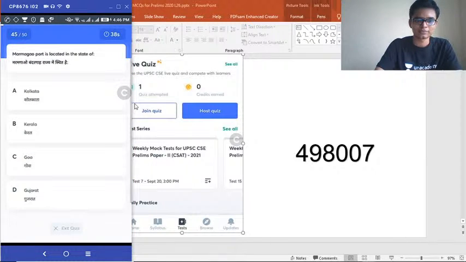Yes. 45. Marmagoa port is located in the state of dash: Kolkata, Kerala, Goa, Gujarat. My god, this cannot get any more easy. Kolkata, Kerala, Goa, Gujarat. Marmagoa port. 20 seconds.